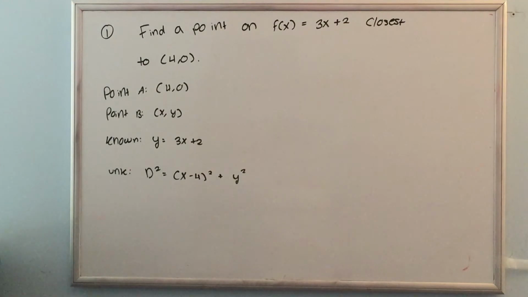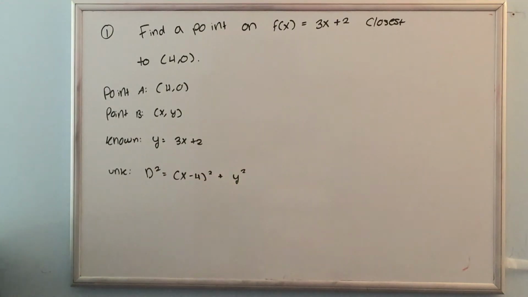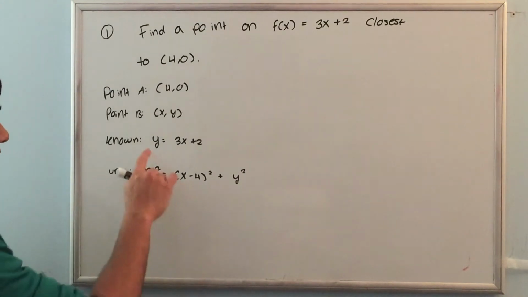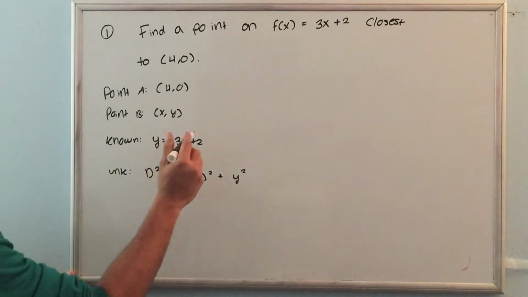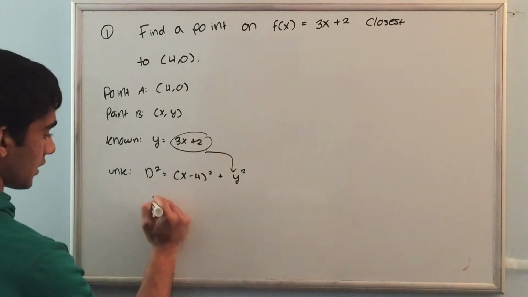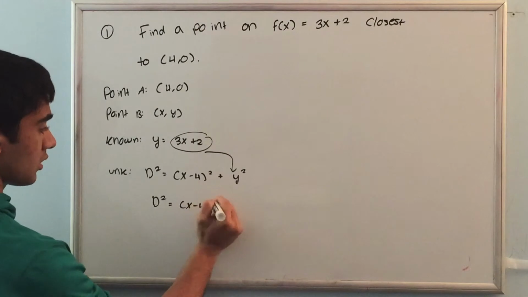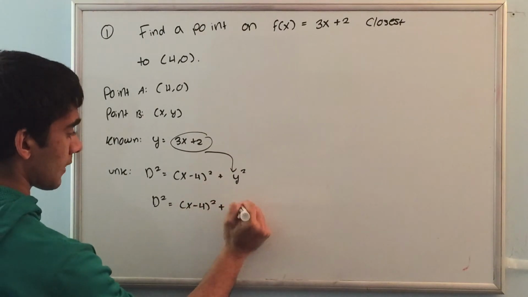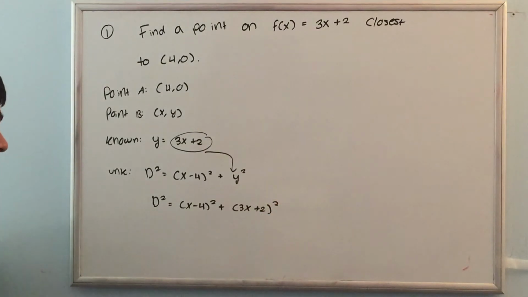Now what we want to do is substitute some variable in here. Remember, we want the whole right side of the equation to be one variable. Notice how we have y equals 3x plus 2, and we have a y squared here. So why not substitute this 3x plus 2 for y? If we do that, we get d squared equals (x minus 4) squared plus (3x plus 2) squared. Now notice that the whole right side has just one variable, and that's x.